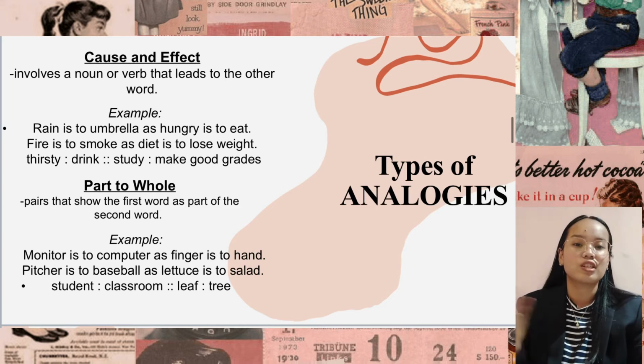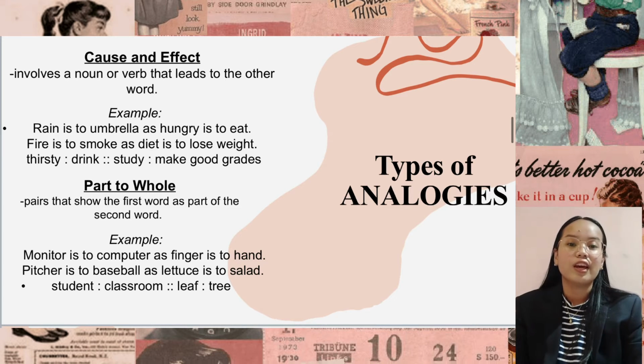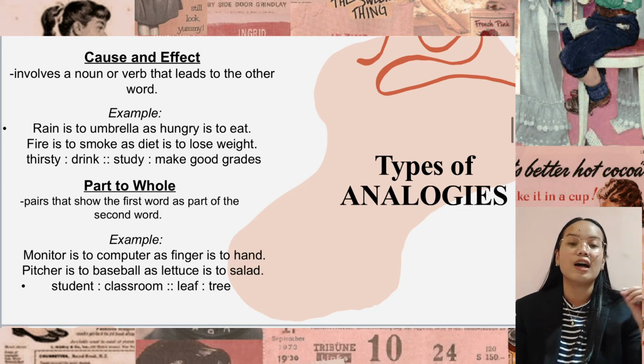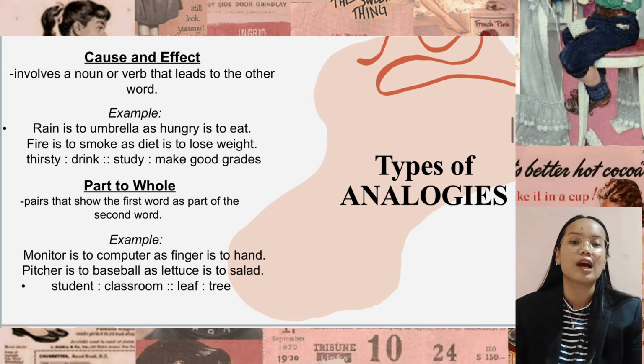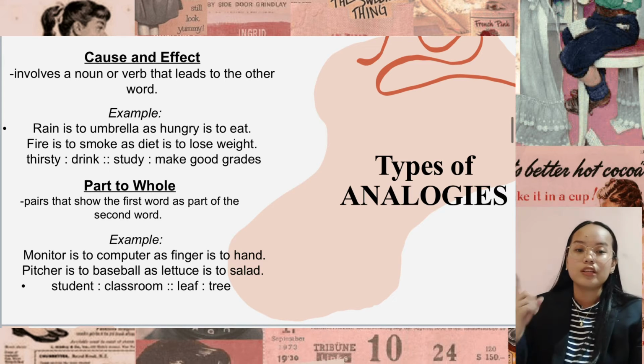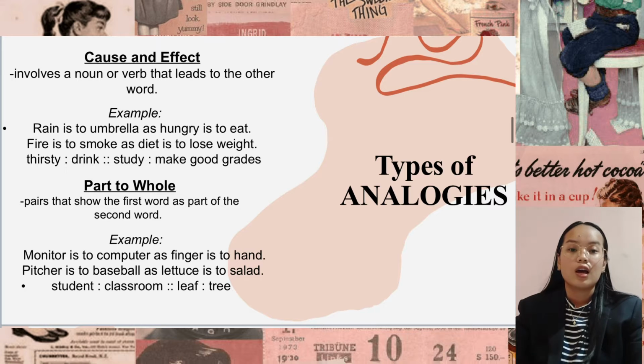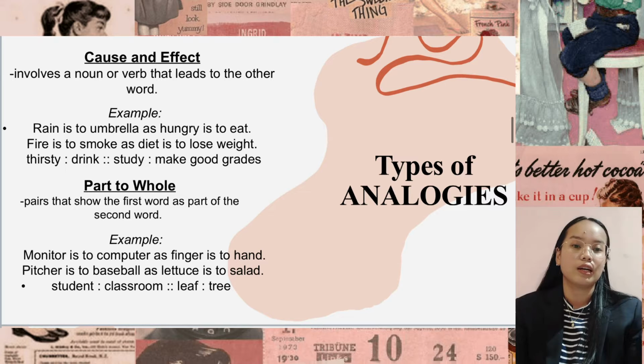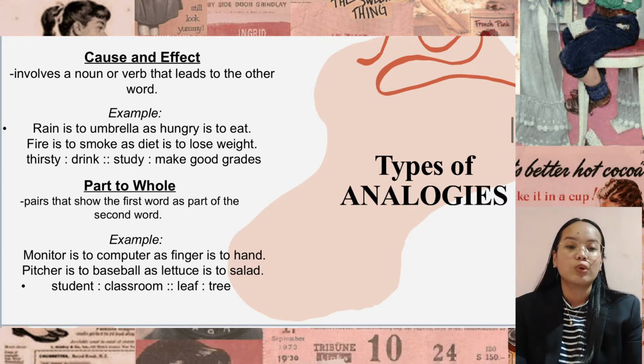Third type of analogy is cause and effect. In this relation, it involves a noun or a verb that leads to another word, or simply derives from one cause on one side and is indisputably connected to the other side. Like for an example, rain is to umbrella and hungry is to eat. The cause here is rain and hungry, and the effect here is umbrella and eat. As we all know, when it rains, we need an umbrella in order not to get wet. As well as when we get hungry, we need to eat in order not to starve.